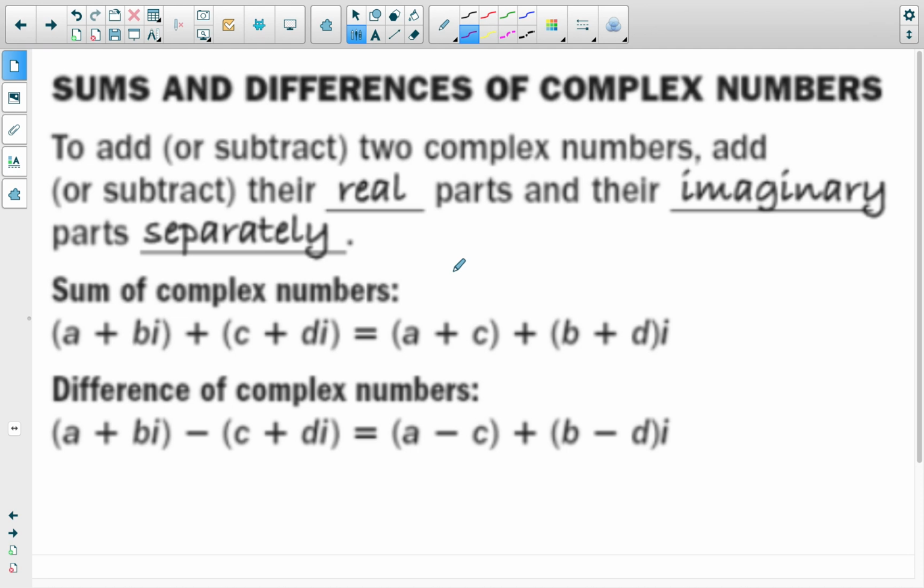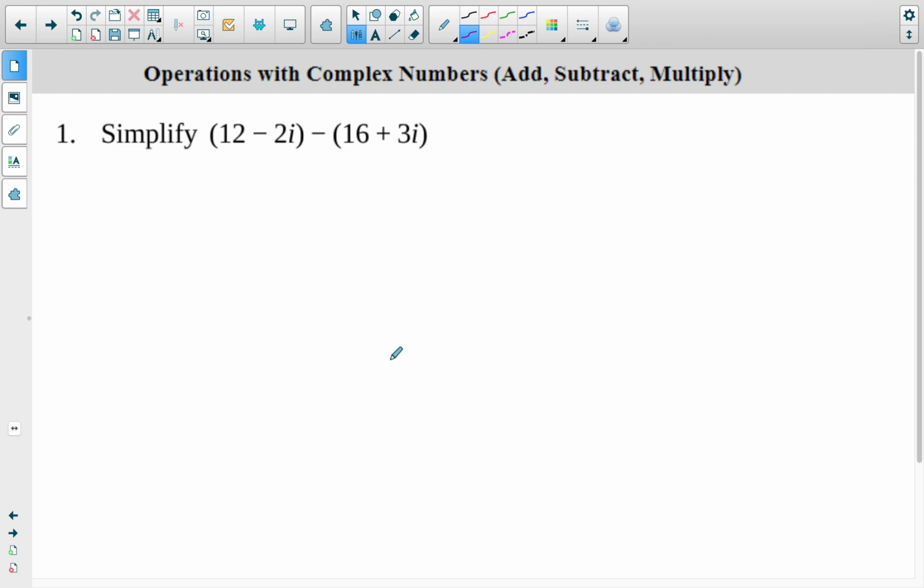So we can take sums and differences of complex numbers. We're just going to add and subtract their real parts and their imaginary parts separately. You can think about this kind of like the way that we combine like terms, right? So if we have this complex number, 12 minus 2i, and then this complex number, 16 plus 3i, we're going to combine their real parts and then their imaginary parts.